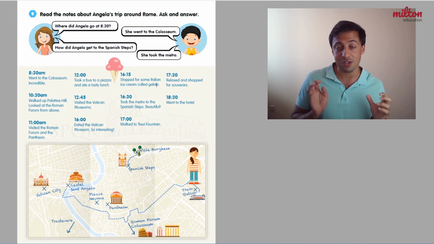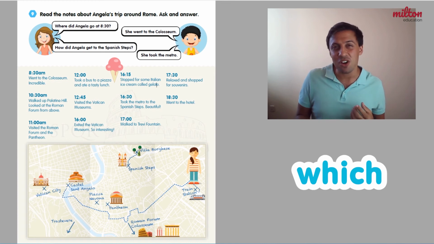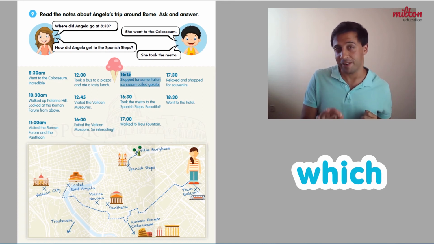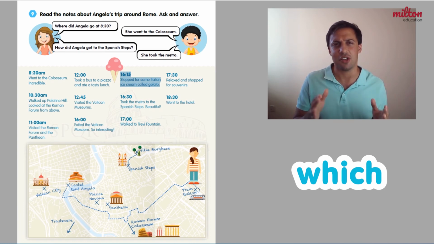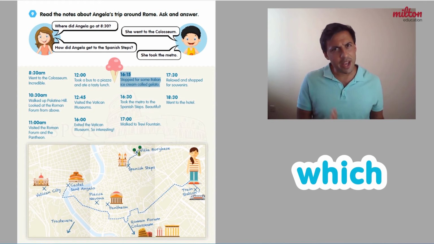Our final WH word is which. Which is a word that we use to ask about multiple options or choices. It's like saying, what one? For example, at 6:15, Angela tells us that she stopped to eat Italian gelato ice cream, but she doesn't tell us which flavour she ate. Which ice cream flavour did you get, Angela?